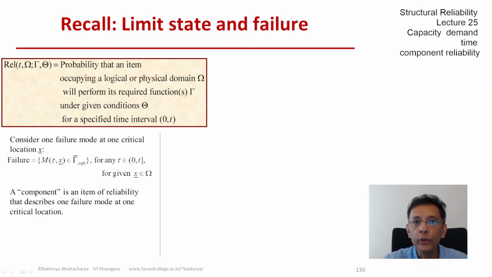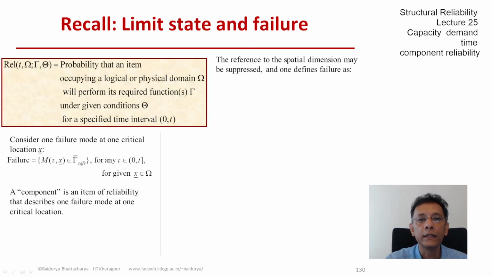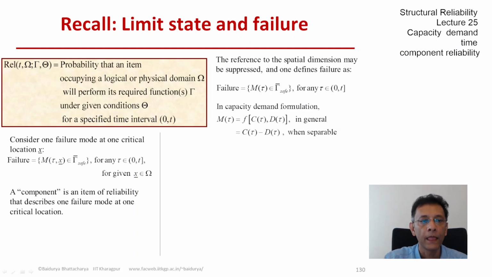Now that's how we define a component, that the component is that item which can be defined with just one failure mode or one limit state. If that is so, then for a component reliability problem, we can suppress that reference to the location or that identifier and just simplify the definition of failure as the time-dependent safety margin going out of the safe set.